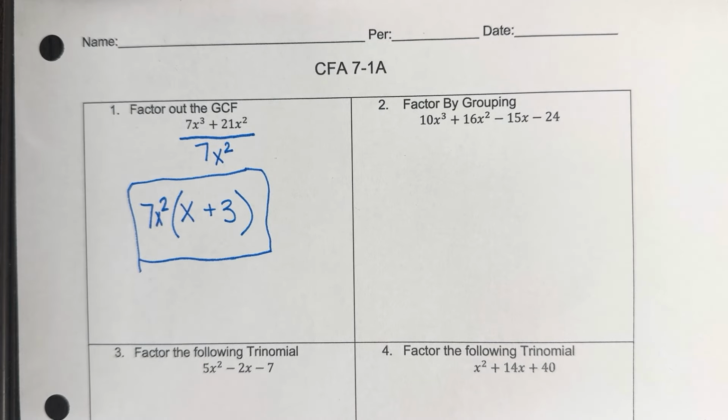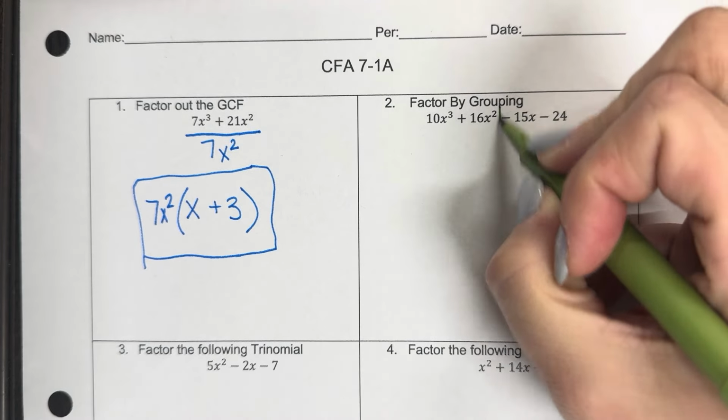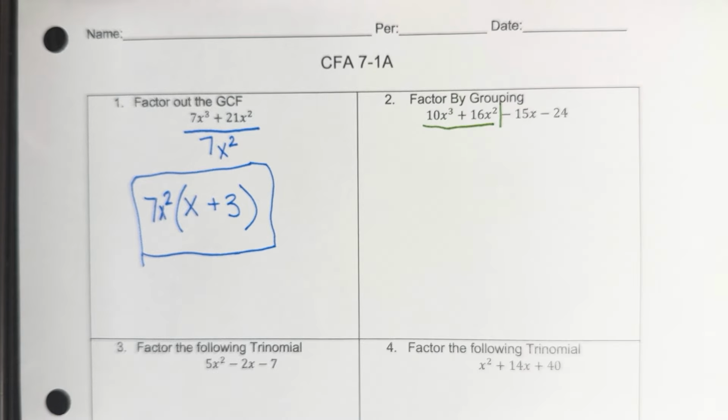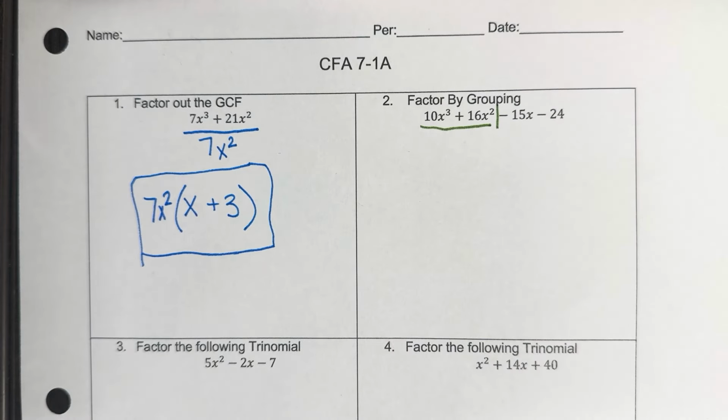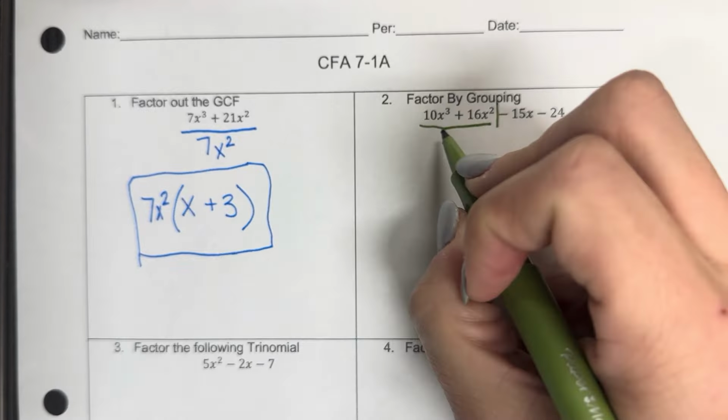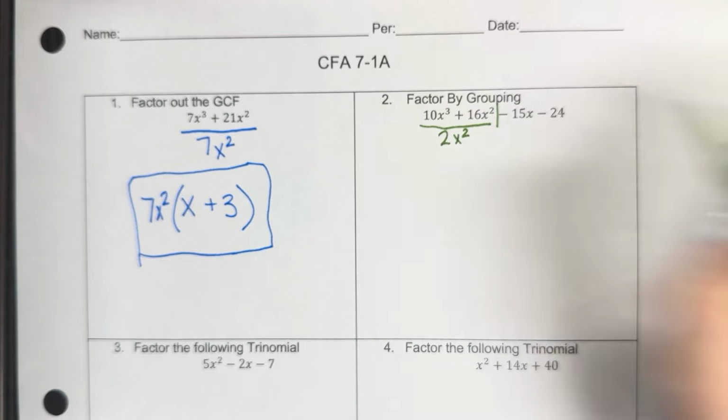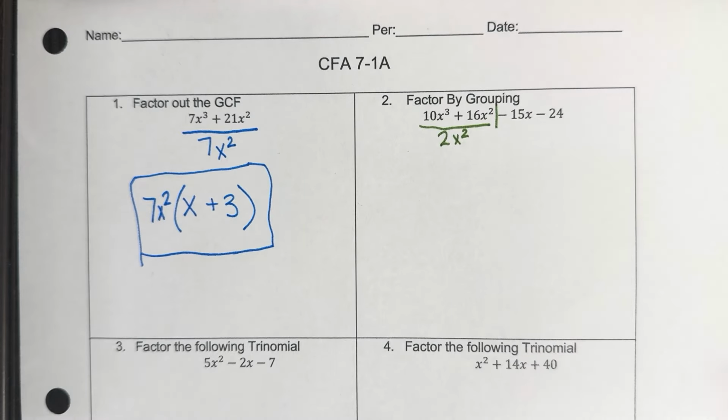So number 2 is factoring by grouping. 4 terms, we're going to split in half. So we're deciding what will go into 10 that will also go into 16. Those are both divisible by 2. They both have the x. The smallest exponent is 2.